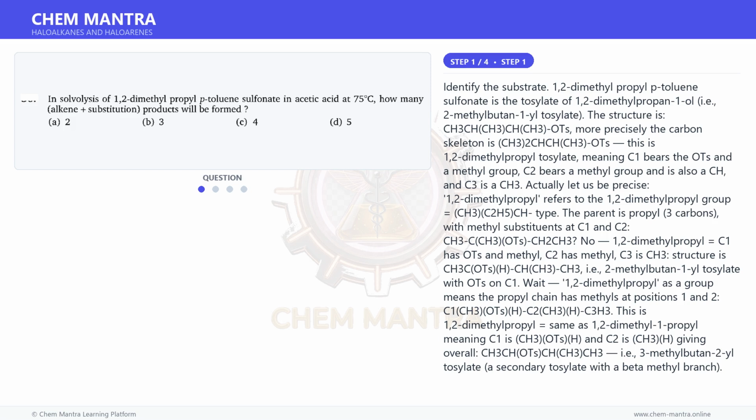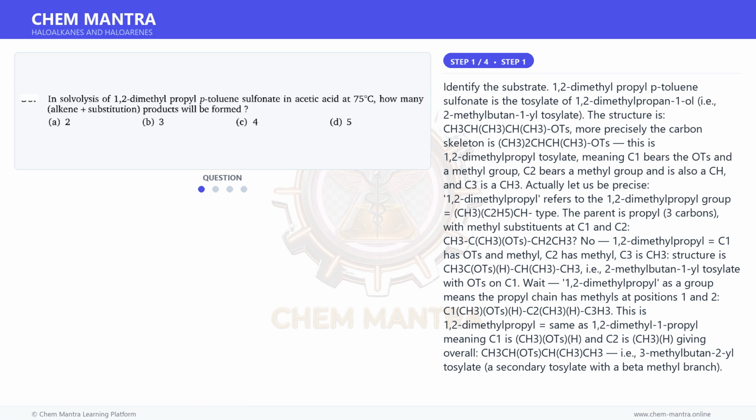1,2-dimethylpropyl p-toluenesulfonate is the tosylate of 1,2-dimethylpropan-1-ol, i.e., 2-methylbutane-1-ol tosylate. The structure is CH3CH(CH3)CH(CH3)OTs. This is 1,2-dimethylpropyl tosylate, meaning C1 bears the OTs and a methyl group, C2 bears a methyl group and is also a CH, and C3 is a CH3.